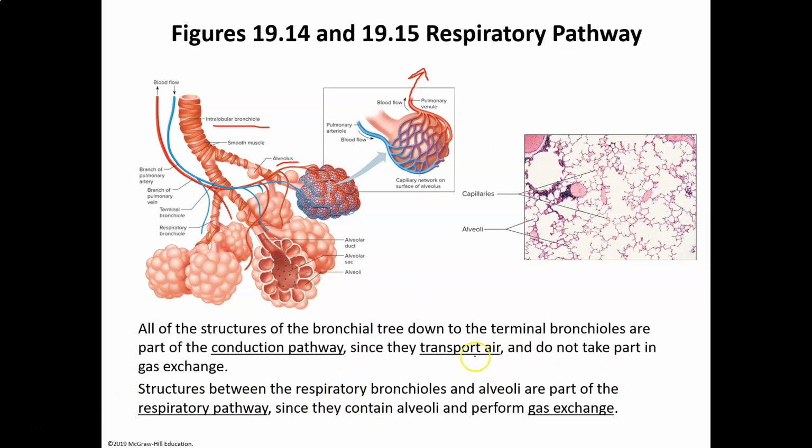But remember, down to the terminal bronchioles are part of the conduction pathway. There is no gas exchange, conduction pathway. They just transport air, that's it. They don't take part in gas exchange. Structures between the respiratory bronchioles, right here, between the respiratory bronchiole and the alveoli are part of the respiratory pathway. They contain alveoli and they do perform gas exchange. So gas exchange starts there, respiratory bronchiole, and on into the alveolus. These berry-like structures, blackberry-like structures.